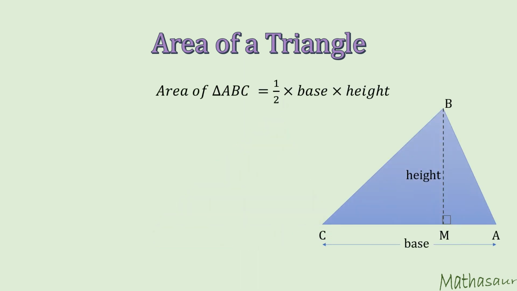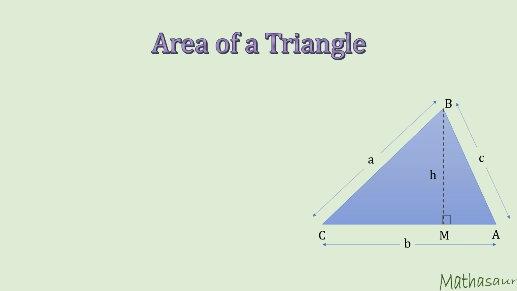We know that area of triangle ABC would be equal to half times base times its height, or half times b times h. Now let us represent the sides of this triangle by small a, small b and small c, where small a is the side opposite vertex A, small b is the side opposite vertex B, and small c is the side opposite vertex C. Let us assume AM to be x. So segment CM would be equal to b minus x.